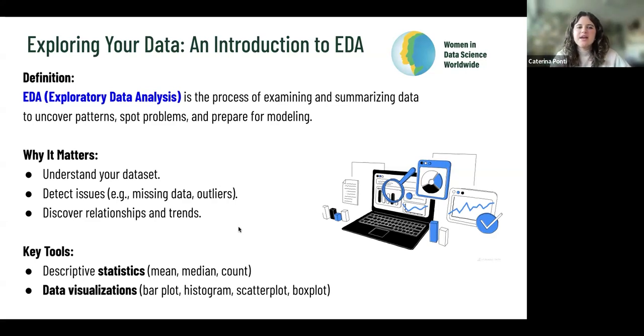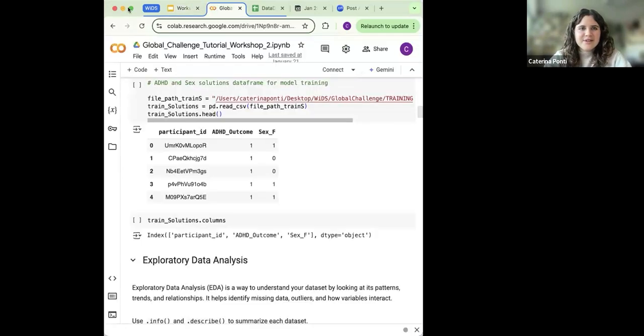So key tools of EDA are descriptive statistics, mean, median, and count, and many more that I'm going to go over later. And then data visualization is also really important: bar plot, histogram, scatter plot, and box plot. And we're going to see some of those right now. So we're going to switch over to the notebook.